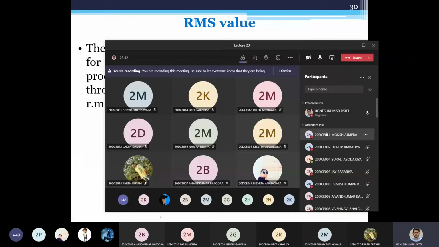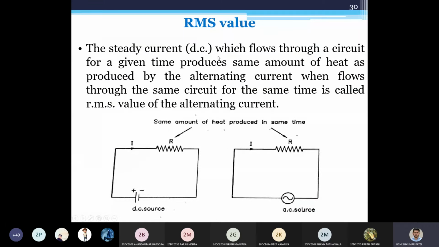Now we can move ahead with the RMS value. So what is the RMS value? Earlier we had the same charge, but here we will have the same amount of heat. The steady state current which flows through a circuit for a given time produces the same amount of heat as produced by the alternating current when it flows through the same circuit for the same time is called the RMS value of the alternating current.